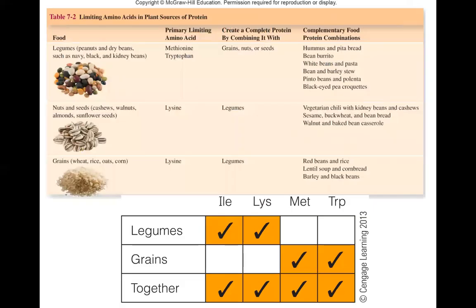Traditionally speaking, however, it was recommended to combine plant products to get a complete protein. Legumes are low in methionine and tryptophan. Nuts are low in lysine, and grains are low in lysine. However, nuts, seeds, and grains have methionine and tryptophan. So if you combine these together, you can get all of the amino acids you need.